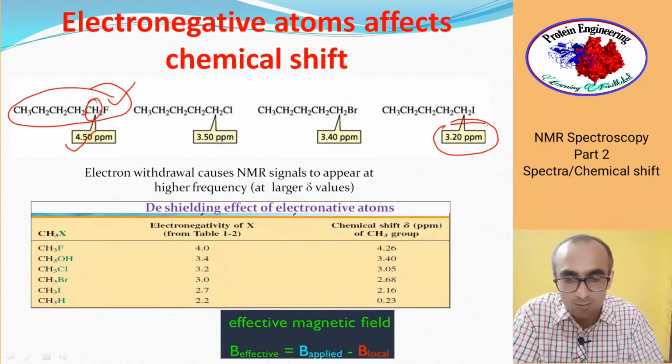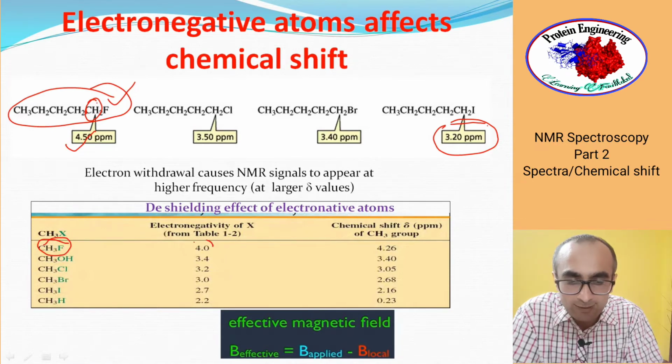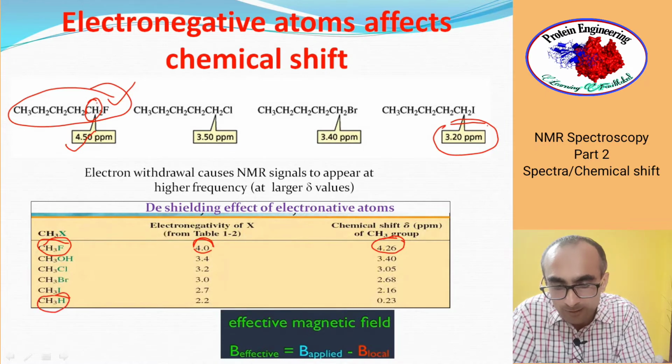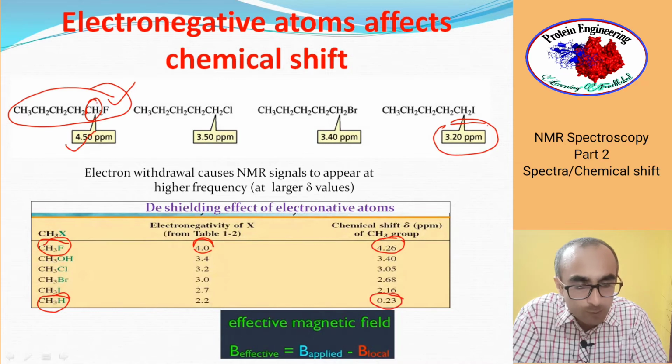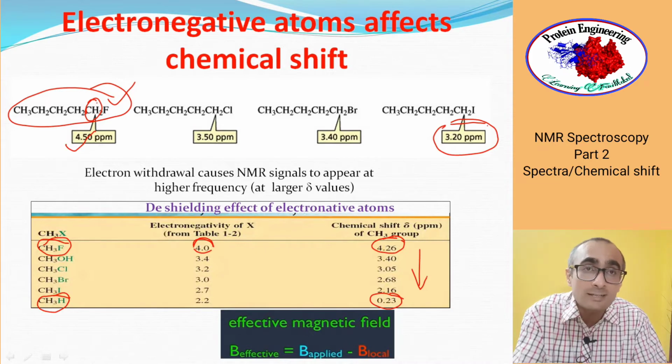Or another example could be if you have, say, CH3F, methyl fluoride. Fluorine has maximum electronegativity, so the peak is coming at 4.26 ppm. Whereas if you have a simple methane group, for example, in that case the peak would be 0.23 ppm. So it is decreasing when you decrease the electronegativity of the attached group in the neighborhood of this proton.